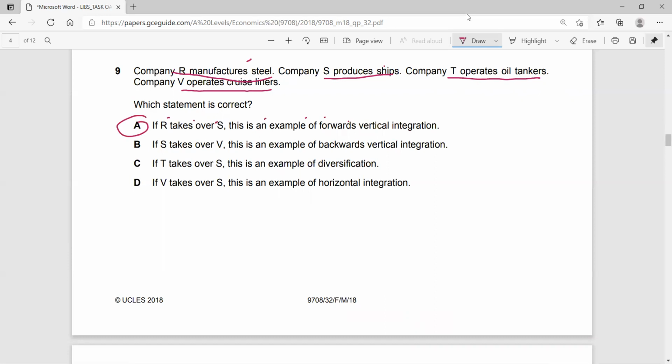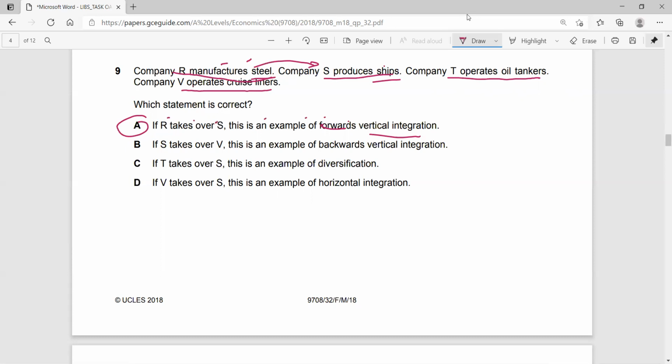Vertical integration is when, in the same production cycle, you integrate alongside that. Something like an oil company buying a petrol pump, for example. It's the same production supply chain line, you're just merging in that. And it's forward because it goes towards the final product. So if company R merges with company S, it is the same production cycle because steel is used to make ships, and it's forward because it's going from steel, which is the raw material, to ships, which is the finished product. If it had been the other way around, it would have been backward. So that's correct. And let's look at the other options.